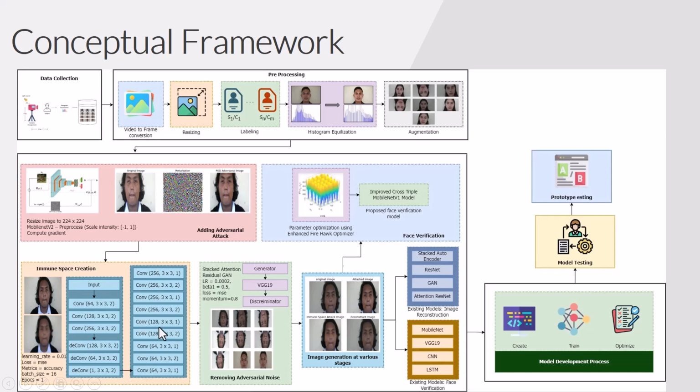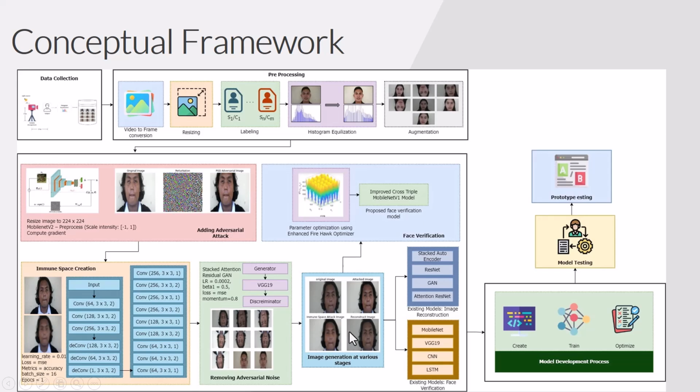And once it is done, the immune space projected images are used to train the generative adversarial network, that is a stacked attention residual generative adversarial network, and that will reconstruct the image. If we look at this diagram, this is the original image, this is the attacked image, this is the immune space projected image. You see it's a kind of blurry image, and this is the reconstructed image from the GAN. So this immune space creation will give us a bit of a blurry image, and then the GAN will reconstruct the image from the training data. As we can see, the original image and the reconstructed image are almost the same.